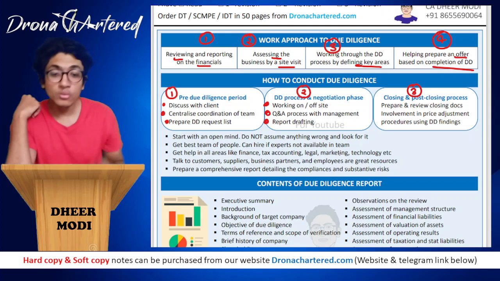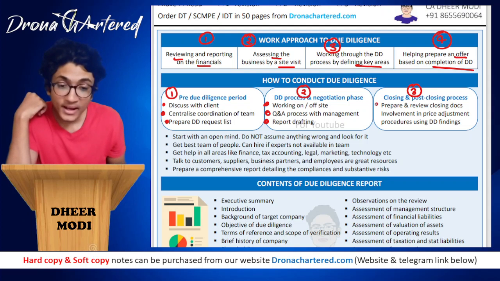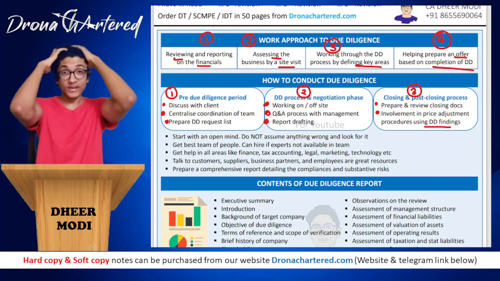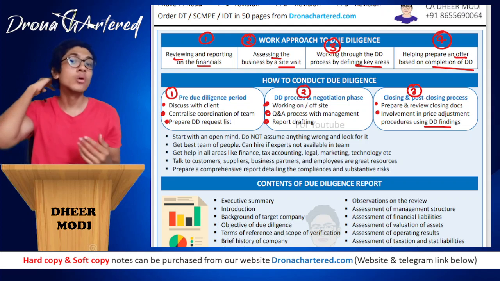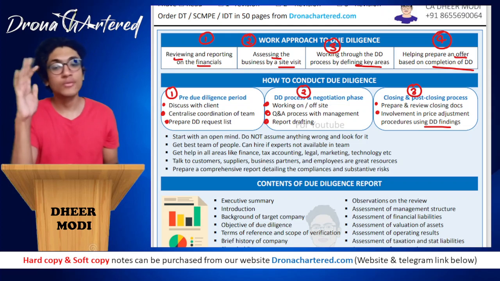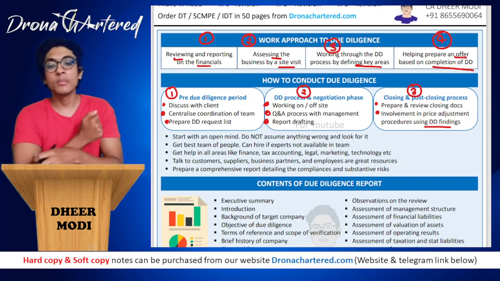Now in your phase 3, what do you do? That is closing and post closing process. Prepare and review your closing documents. Involvement in price adjustment procedures using due diligence findings, because you will also have to give adjustments based on what due diligence findings you get. If you get any overvaluation of assets or any hidden liabilities, in such a case, of course your valuation will be affected. Now, what points do you have to remember while doing this?